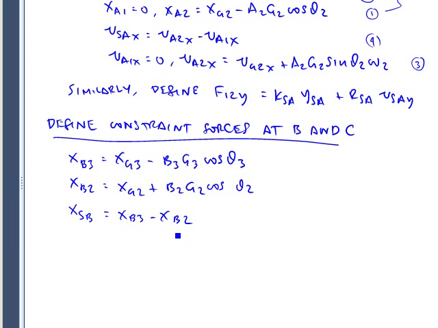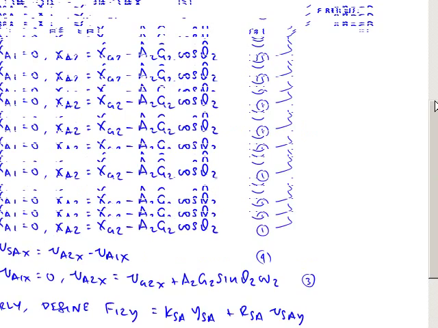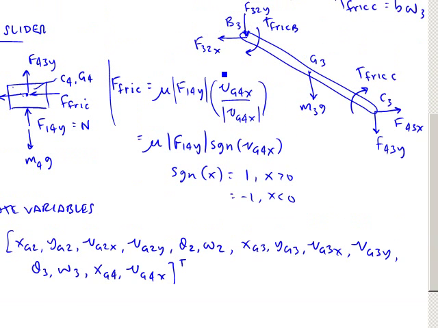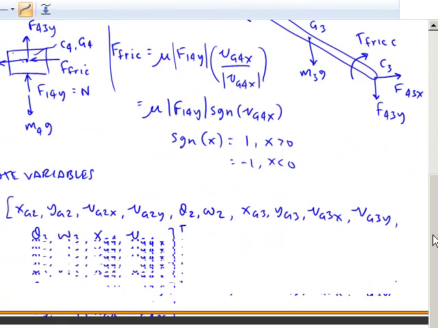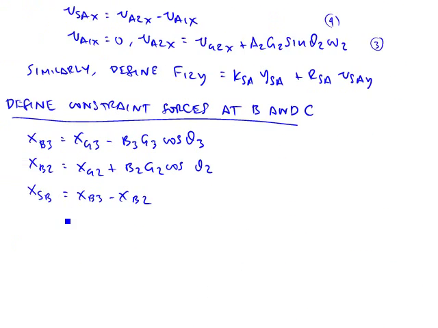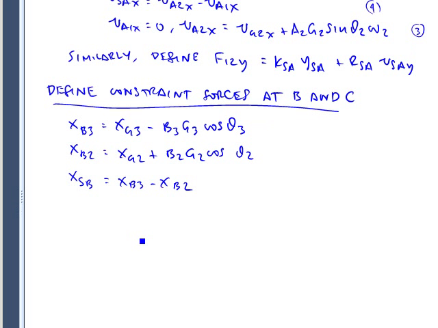If that's positive, that means that B3 is to the right of B2. That means that link 2 is going to be pulling to the left on link 3, so F32x is going to be positive kx. That's for the stiffness portion anyway. There's also a damping portion.